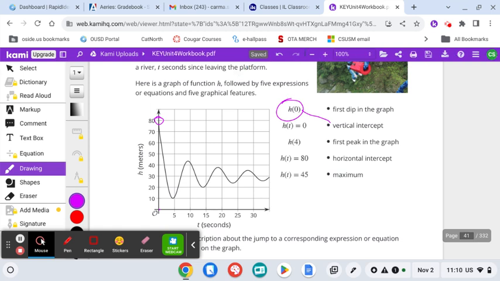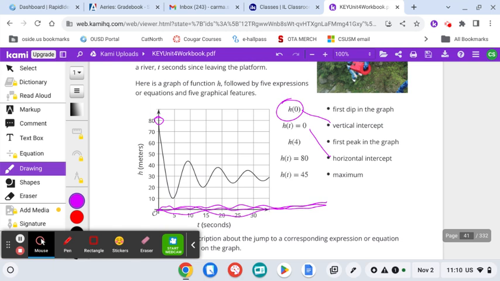H of t equals 0 is down here when the jumper hits back down to 0. Well, that's a horizontal intercept, but in my graph, does that person hit 0? Not in what's pictured. And what would that mean? That would mean the bungee broke. So we really don't want them to hit 0. We're hoping they get lifted back up like they're supposed to.